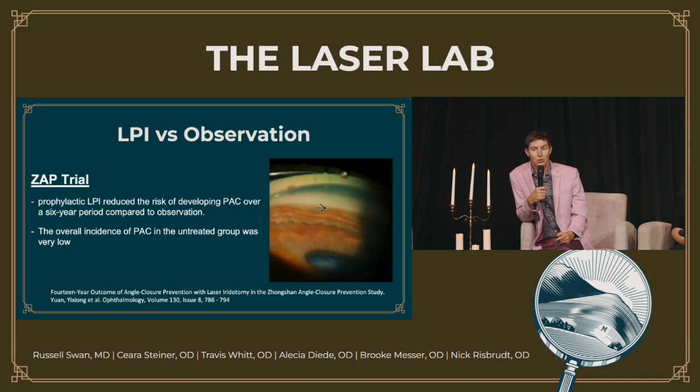So the two studies I just quickly wanted to highlight, the ZAP trial. The ZAP trial was looking at LPIs versus observation in patients with narrow angles, trying to prevent angle closure episodes. What it showed was overall the incidence of primary angle closure was lower in patients who had a prophylactic LPI, but the number of patients needed to treat was very, very high. Patients with just narrow angles often didn't go on to develop primary angle closure, but there was a statistical improvement in doing an LPI versus observation.